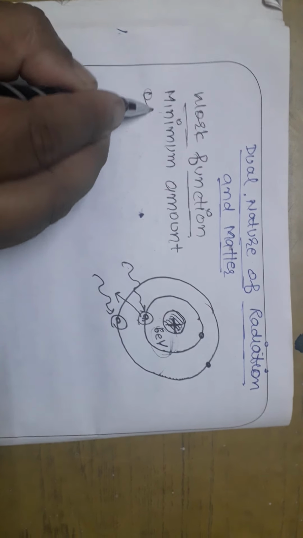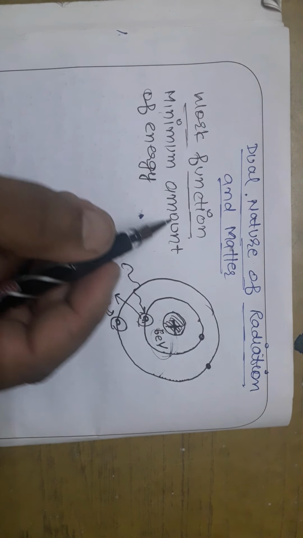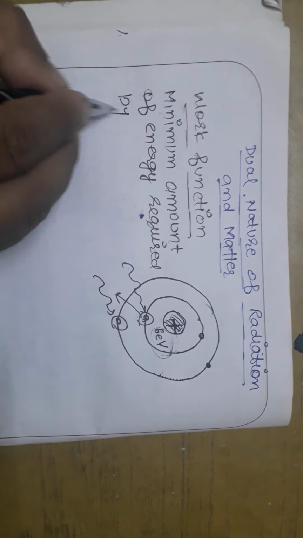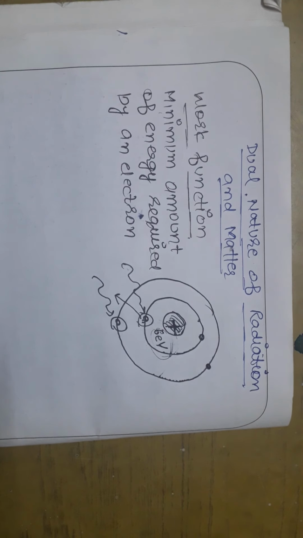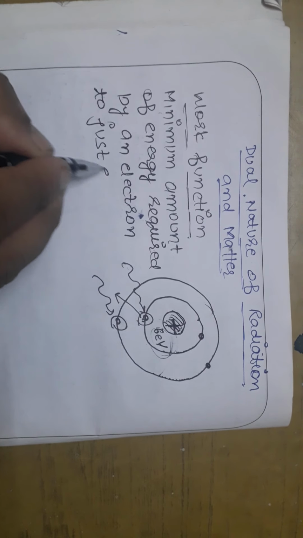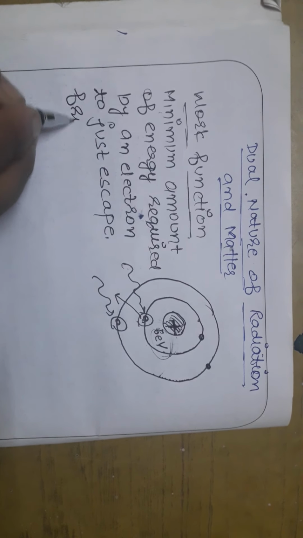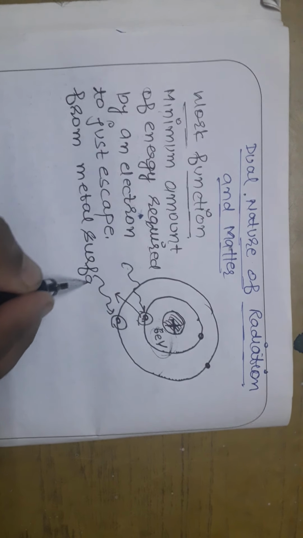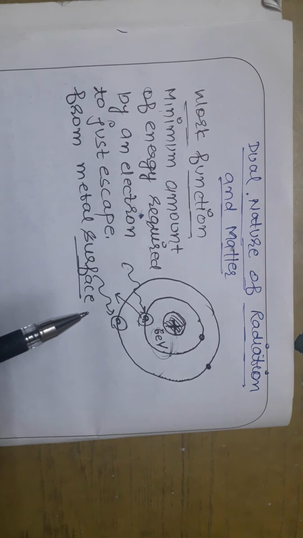amount of energy required by an electron to just escape from the metal surface. That minimum amount of energy which I give is called work function.